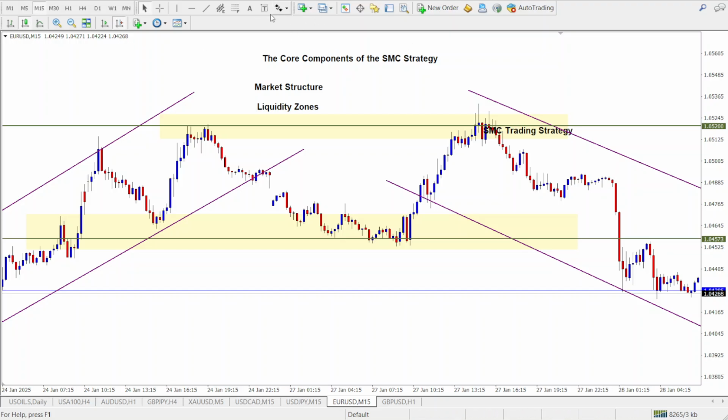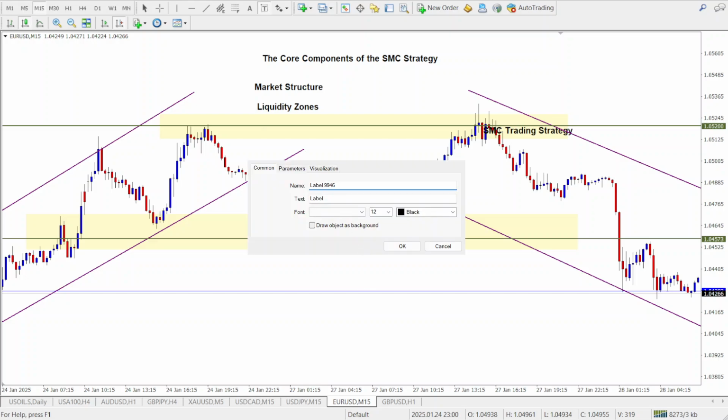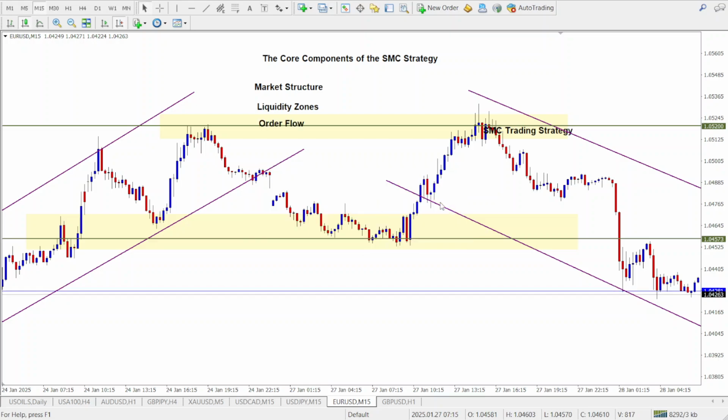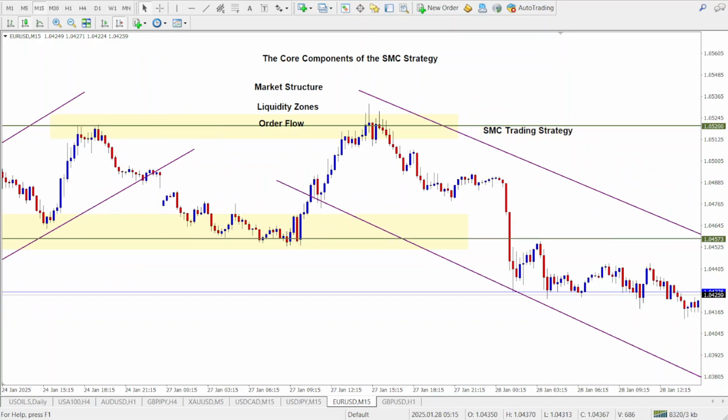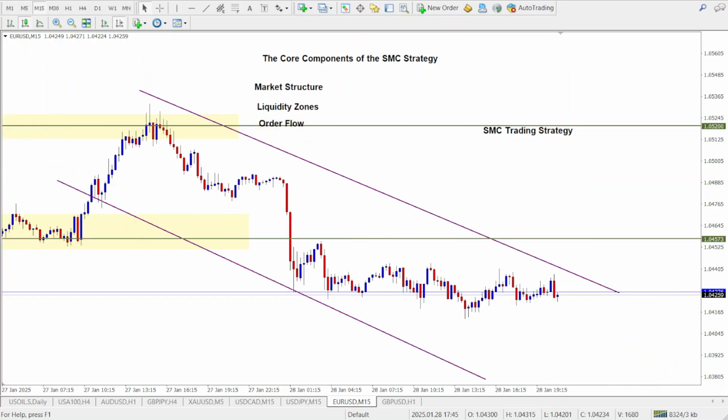And then finally, order flow. Order flow refers to the direction in which market participants are placing their trades. By understanding order flow, you can gain insight into the intentions of smart money. When smart money is accumulating a position, they may drive the price towards certain liquidity zones. And by recognizing these patterns, you can predict where price is likely to go next.